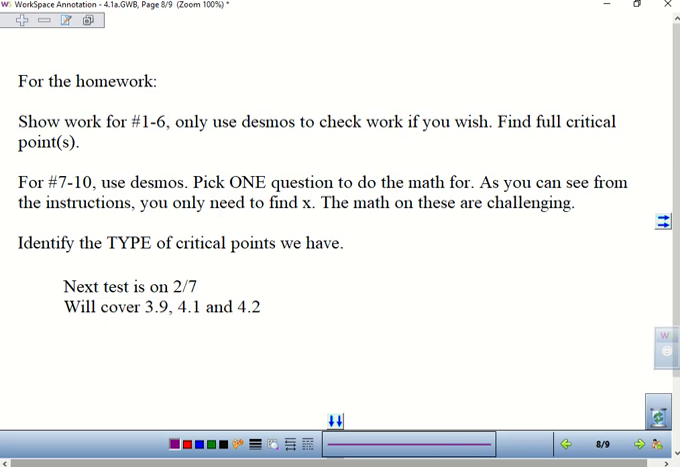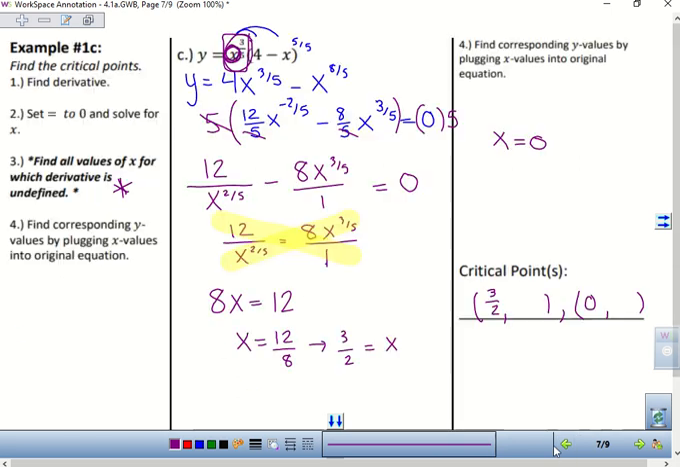I'll leave this up while you have the homework. And then also practice identifying the types of critical points. So for example, this critical point is where the slope is 0. What's this other one? Vertical tangent, right? This is a vertical tangent. And this one over here, the slope is 0. So practice identifying that because that will come up on the test. It's good to practice identifying those critical points now.